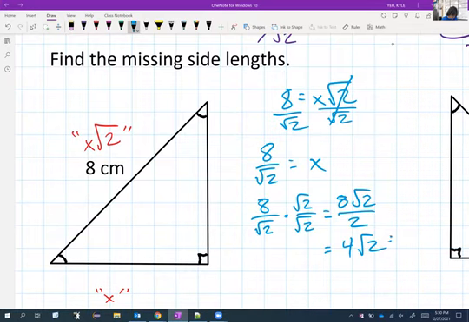So on this problem, to go from the hypotenuse to both of your legs, you need to divide that hypotenuse value by root 2. That's what's kind of being shown up here.